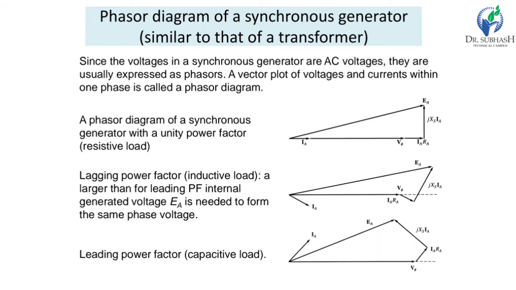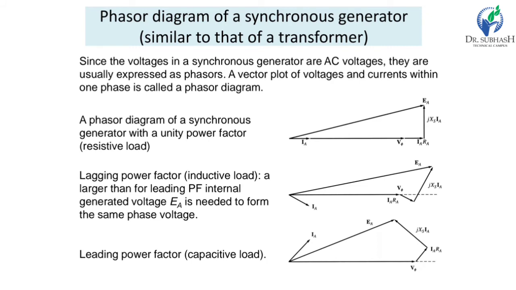The given diagram shows the relation among parameters like phase voltage V phi, internal generated voltage EA, armature current IA, synchronous reactance XS, and some other factors, by the phasor diagram when the generator is working with the resistive load. We have unity power factor. Here the first figure is a resistive load having a unity power factor.